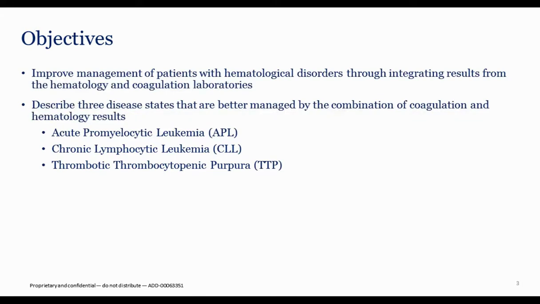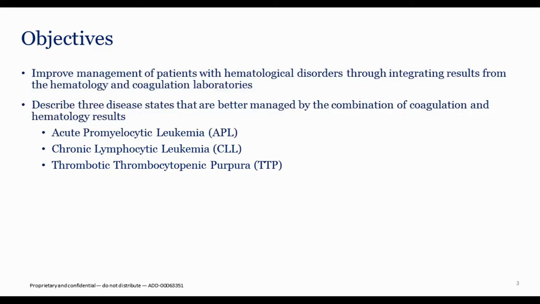Hematology and coagulation testing represent a large majority of tests that are frequently performed in the core laboratory. Now, in some laboratories, the hematology lab and the coagulation lab are separate, and in some cases where the two labs are in the same physical location, we don't always integrate the results from both areas when we're analyzing very complex cases. So what I'd like to show you today is how we can improve management of patients with hematologic disorders through integrating results from hematology and coagulation.